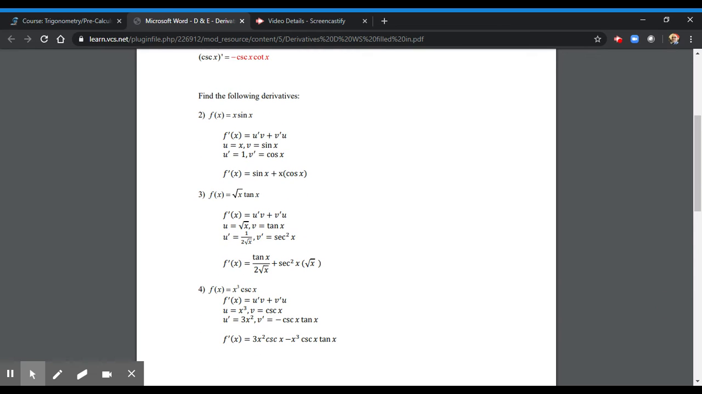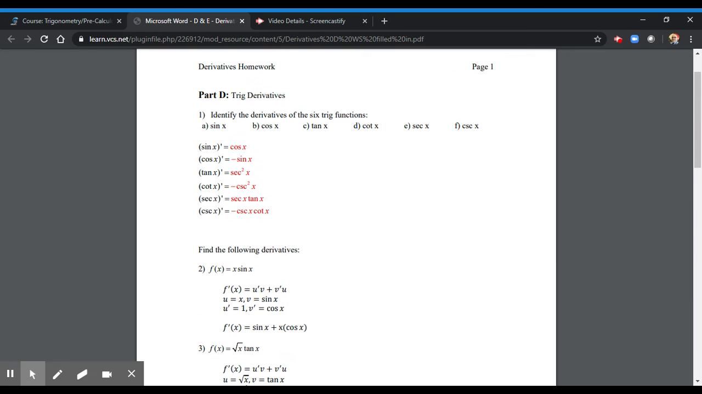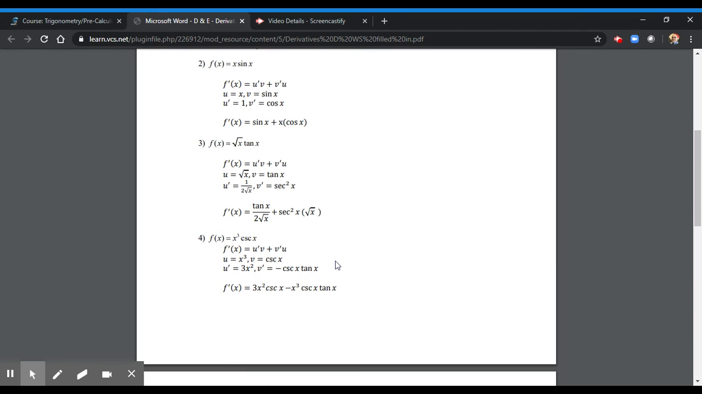Number 4, x cubed times cosecant of x. Well, my u, again, we're going to use the product rule, is x cubed. V is cosecant. Looking at cosecant up here, that's my derivative of cosecant. So my u prime is 3x squared. My v prime is negative cosecant x tangent x. And multiply those together, and this is what I got.